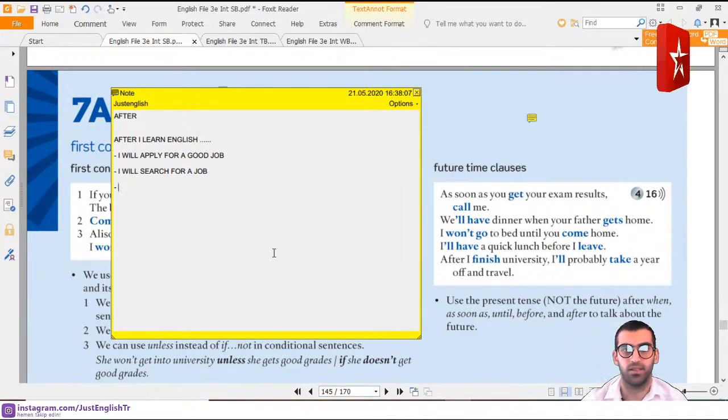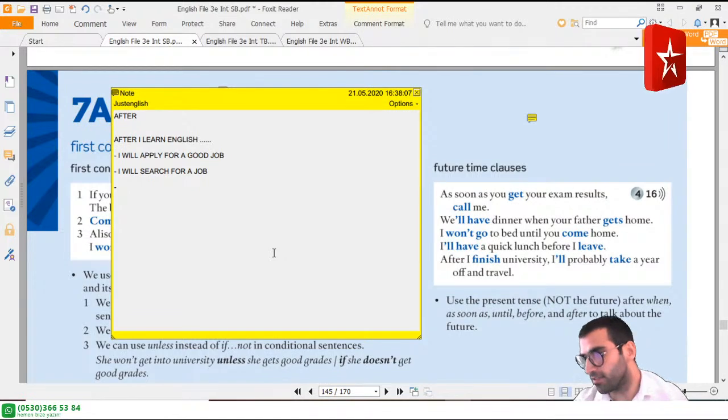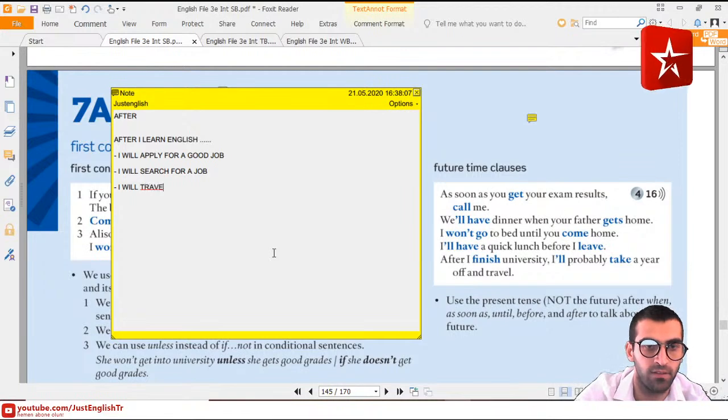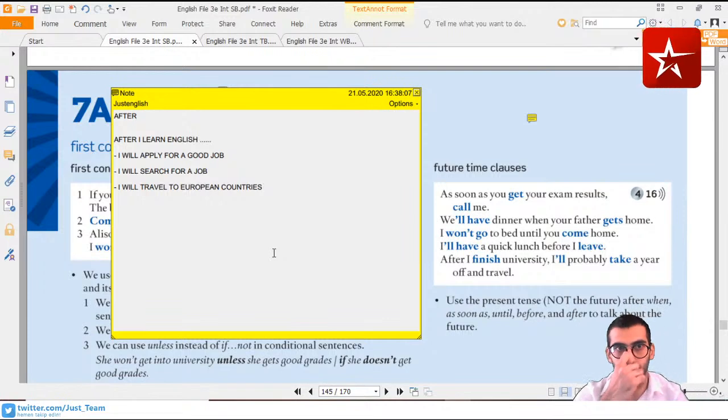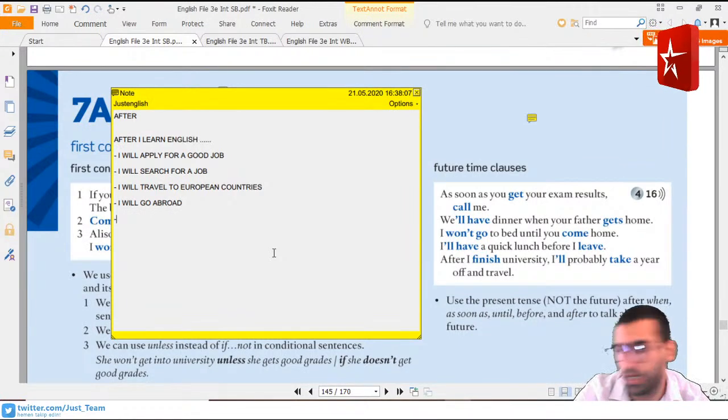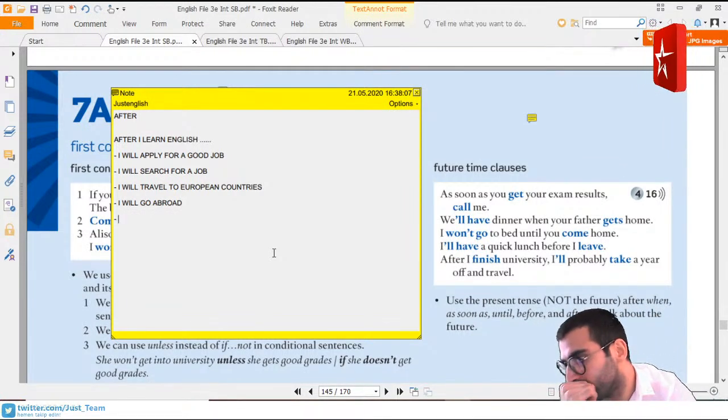Okay, and next idea. I will travel to Europe. Nejat says I'll travel to European countries. Yes, I will travel to European countries, and I will go abroad. They say I'll go abroad. And another idea, I will go abroad.